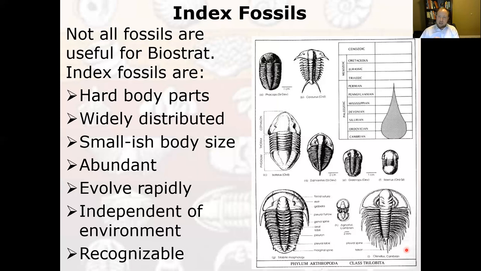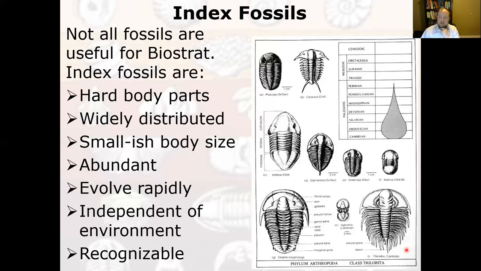They also need to evolve rapidly because, again, we're trying to narrow the time window on these things. And if an organism is around for a very long time without changing at all, it's not super helpful. So like lingula, we'll talk about that a little bit more in a couple slides. Lingula, the inarticulate brachiopod, has been around since the Cambrian. It's totally useless for biostratigraphy. If I see lingula, I don't know if I'm in the Paleozoic, the Mesozoic, or the Cenozoic. I can't even narrow it down to the right era.